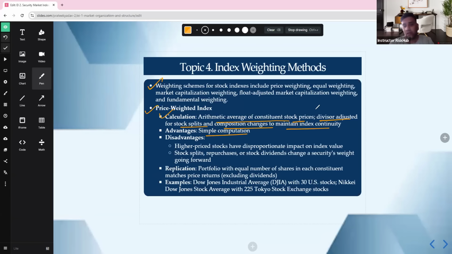Simple computation, you have your arithmetic average here, right? Disadvantages: higher price stocks have disproportionate impact on index value; stock split, repurchase, or stock dividend changes a security's weight going forward, right? When you look at replication, the portfolio is an equal number of shares in each constituent, which matches the price return, excluding dividends. Examples: Dow Jones Industrial Average with 30 US stocks, Nikkei Dow Jones Average with 225 Tokyo Stock Exchange stocks, right? Simple and straightforward, right?